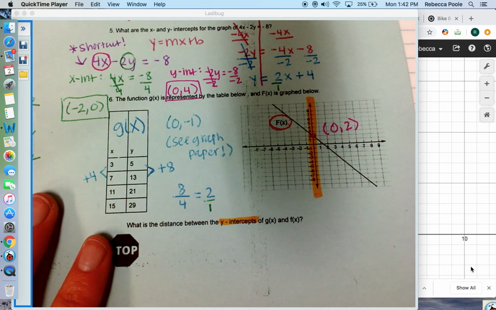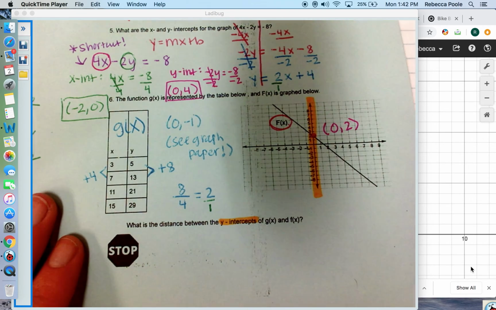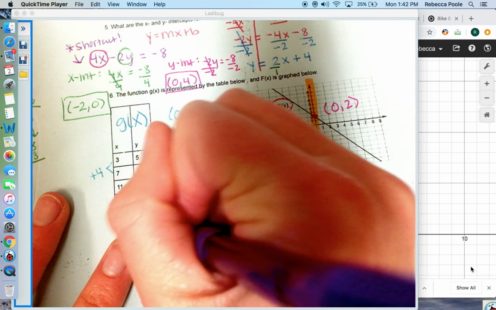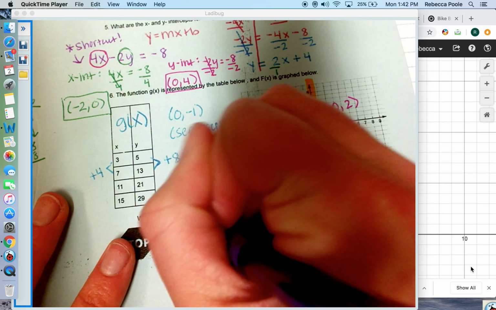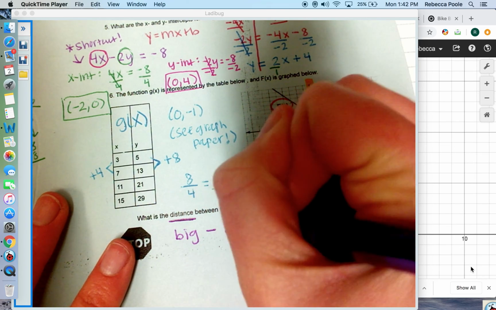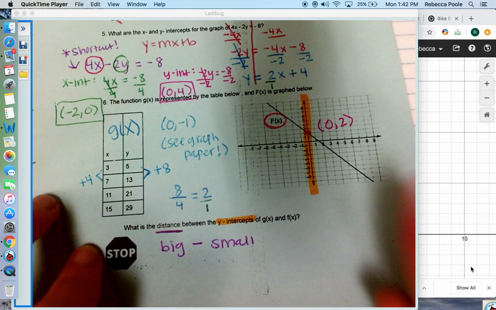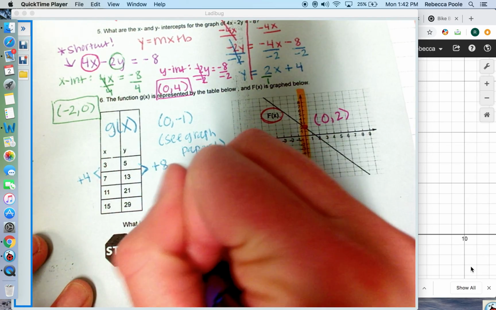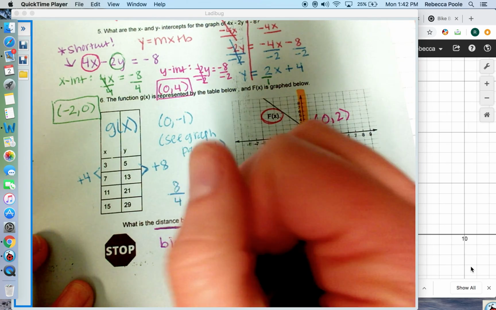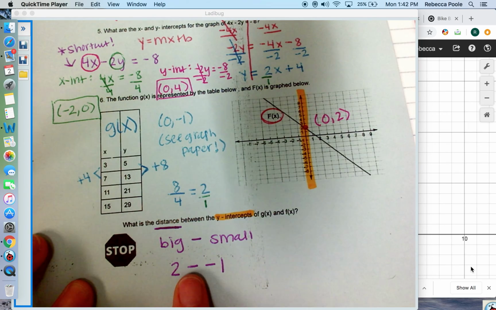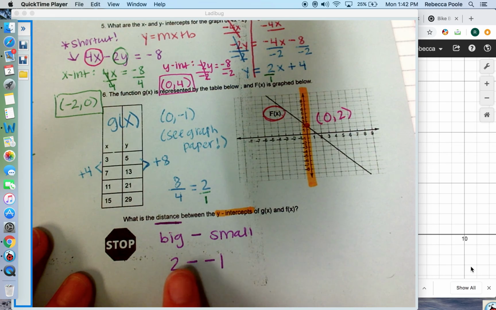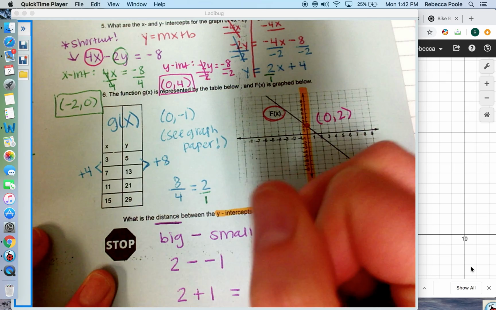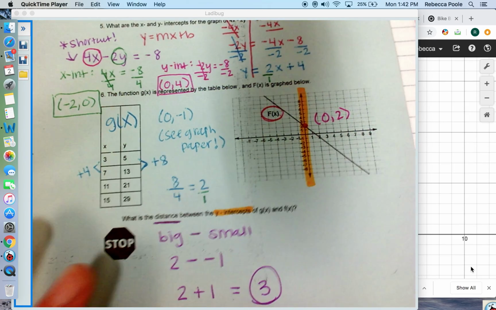So when they ask you for the distance, I'm hoping you guys learned this in middle school. To find the distance between two numbers, you always take the bigger number and you subtract the smaller number. So which number is bigger, -1 or 2? 2, so I'm going to do 2 minus my smaller one, which was -1. And what happens when you have a negative times a negative or minus a negative? It's going to turn into a positive, and 2 plus 1 is 3.